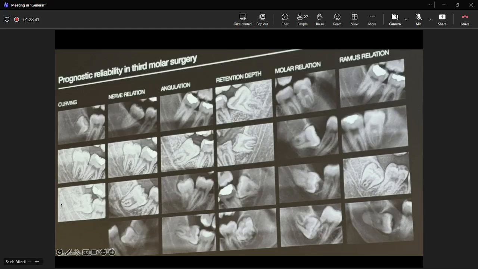It was modified in 2021, and they added to it also the curving of the roots, as you can see here on the left-hand side: either incomplete root formation, or less than 1/3, or complete root formation, which is favorable, or complete root formation which is not favorable, where the roots are directed in different directions. The others are the same as the classification that we mentioned earlier: the ramus relationship, molar relationship, retention depth and angulation, and the nerve relationship.